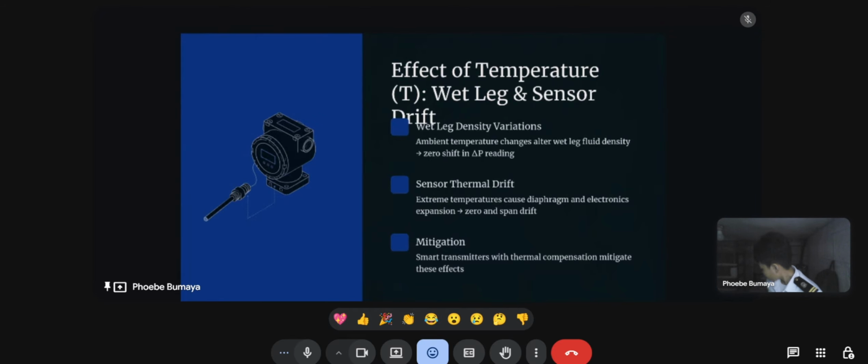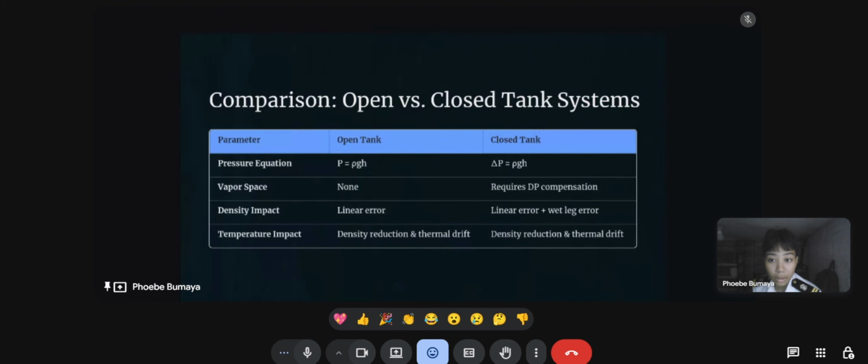And next, the comparison of open and closed tank systems. Their parameters: pressure equation, vapor space, density impact, and temperature impact. And we proceed to my example.